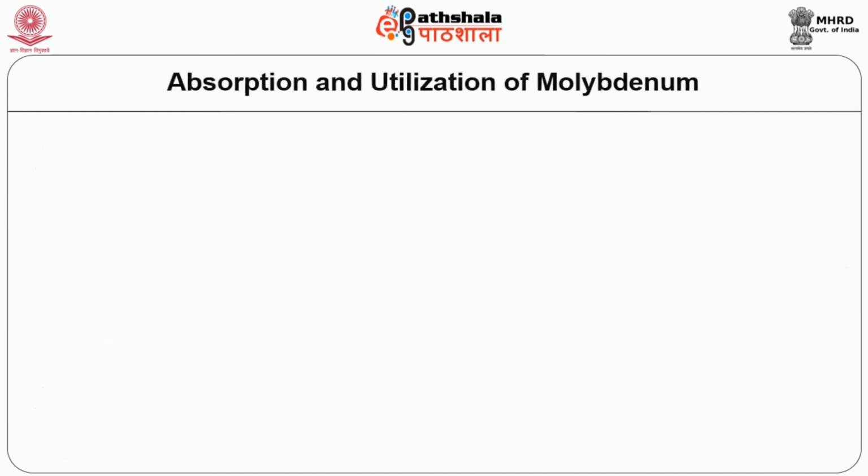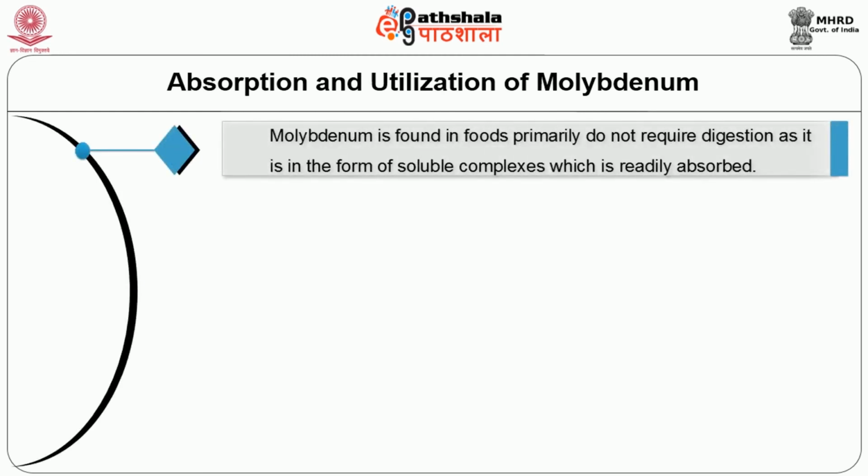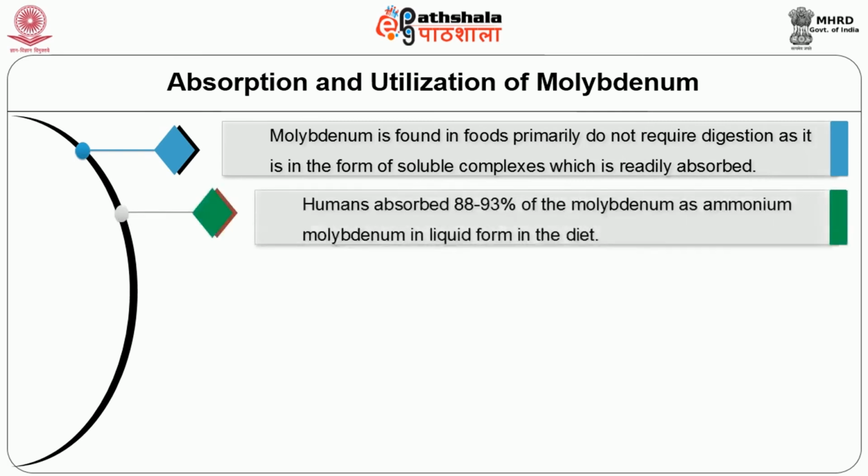Describe the process of absorption and utilization of molybdenum. Molybdenum found in foods primarily does not require digestion, as it is in the form of soluble complexes which is readily absorbed. Humans absorb 88 to 93% of molybdenum as ammonium molybdate in liquid form in the diet.